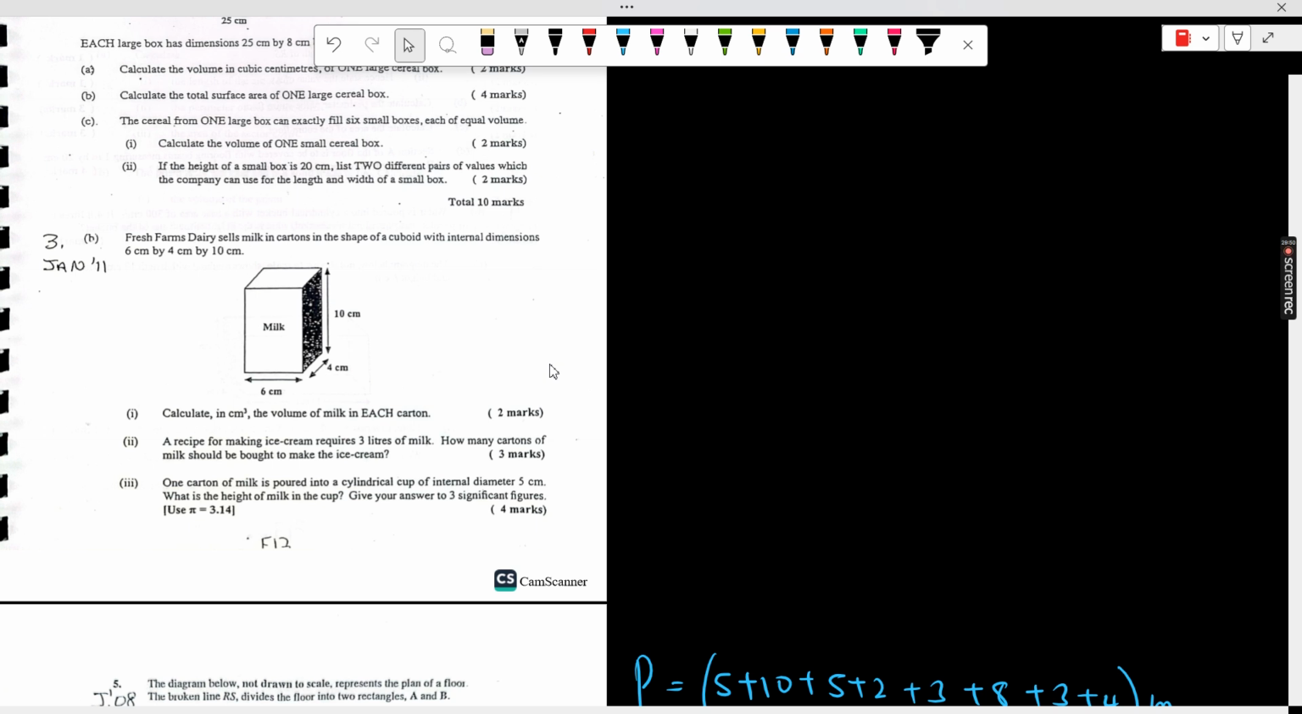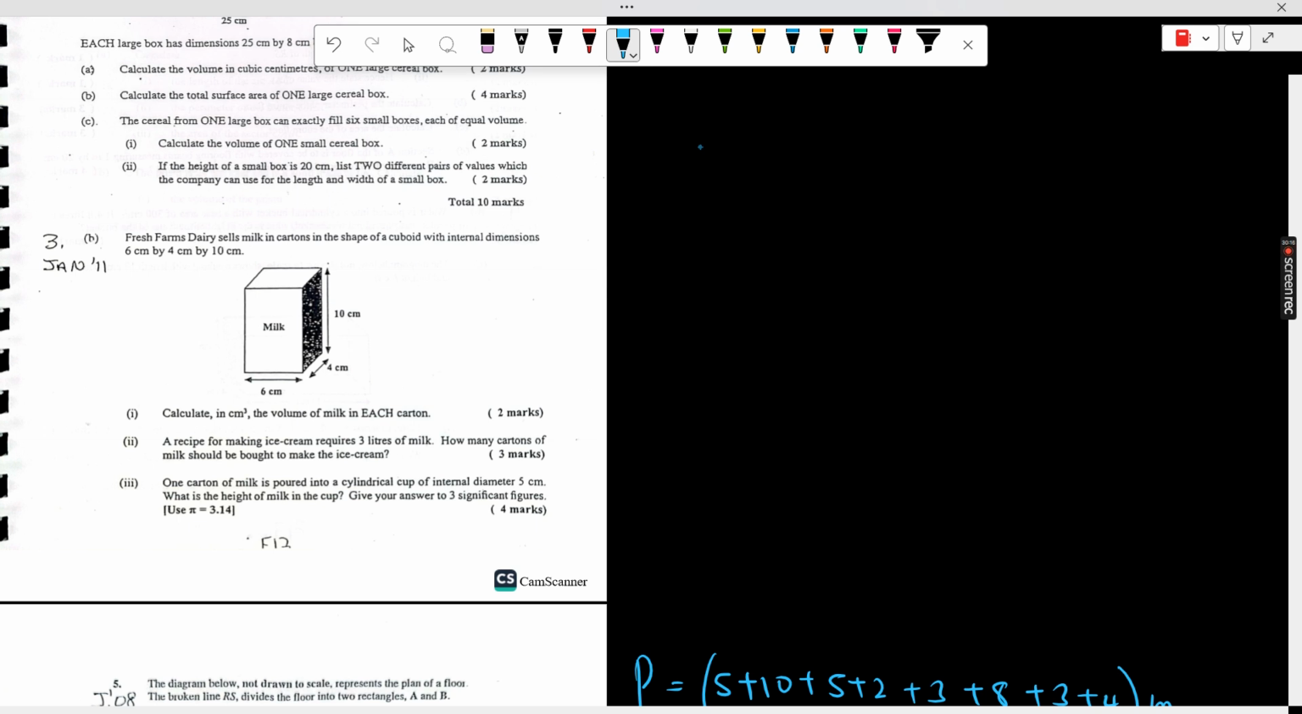Good, good, good. All right, so Fresh Farms Dairy sells milk in cartons in the shape of a cuboid with internal dimensions 6 centimeter by 4 centimeter by 10 centimeter, right? So we have a shaded region there of dimensions of height 10 centimeter and width 4 centimeter. It says calculate in centimeter cube the volume of milk in each carton. This should not be difficult.